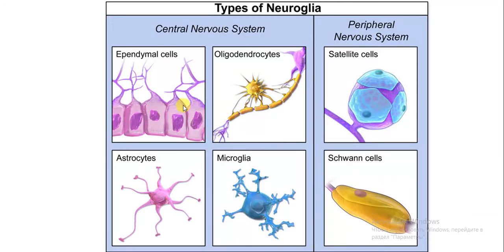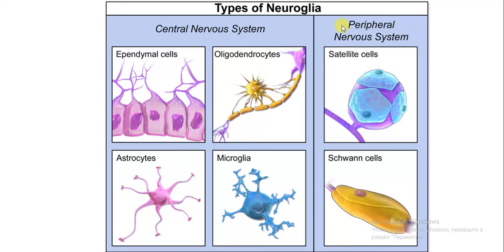So here you see ependymal cells. They look like epithelial cells, and they're present in the ventricles, and also in areas where we need to produce cerebrospinal fluid, CSF. Cerebrospinal fluid is made by ependymal cells. They filtrate the blood and transport only those components of blood which can produce CSF.